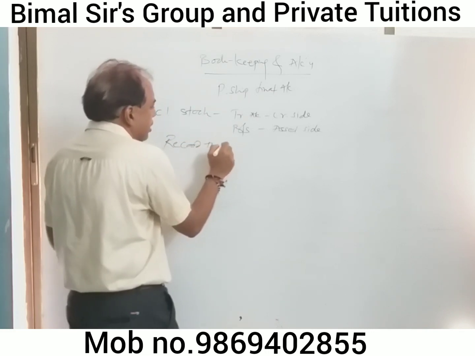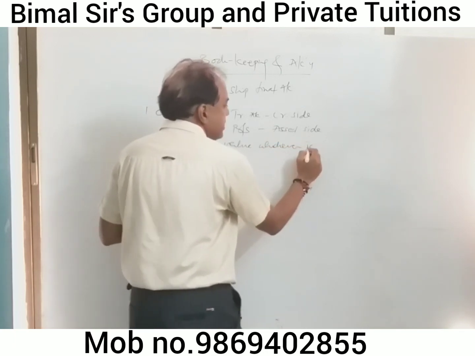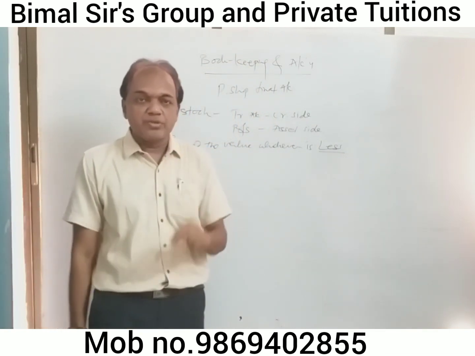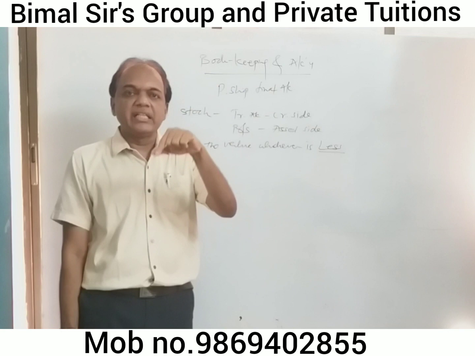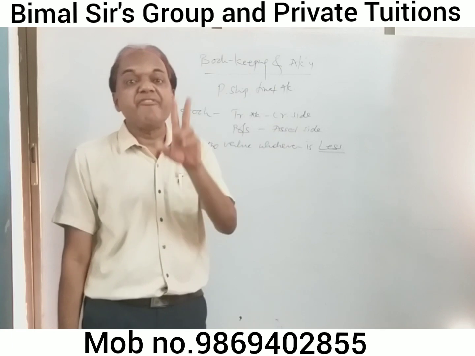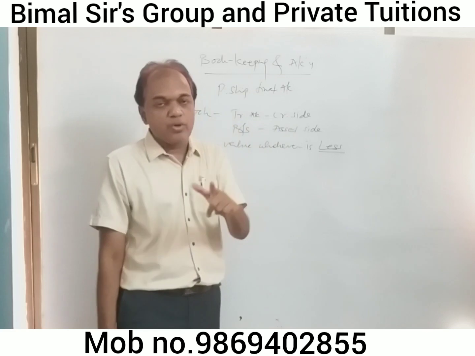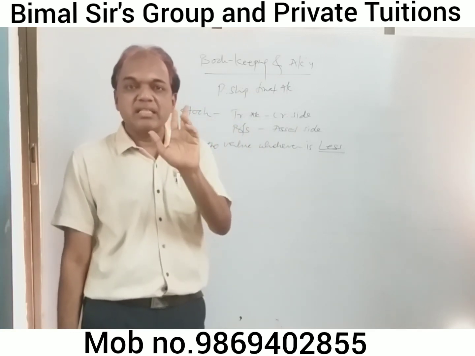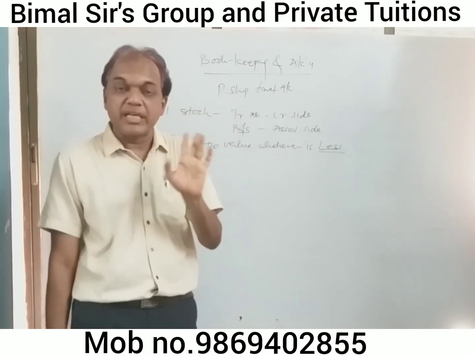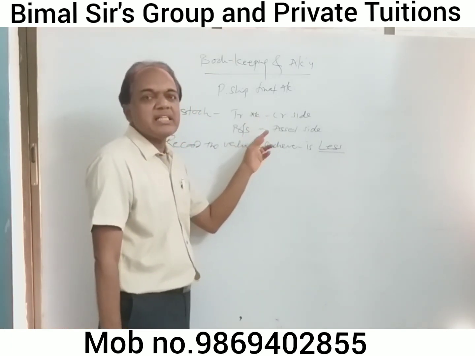But remember, record the value whichever is less. Now see, in the question they will give you two values. One will be cost price, another will be market price. But you have to record the value whichever is less. If two figures of closing stock are given, you have to record only the figure which is less. If two figures are given, 20,000 and 24,000, you have to record only 20,000 at both the places. Both the places means trading account, credit side, and balance sheet, asset side.